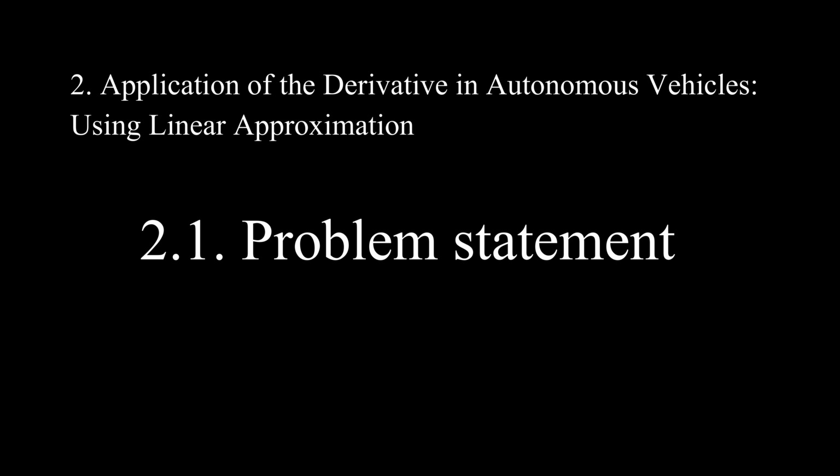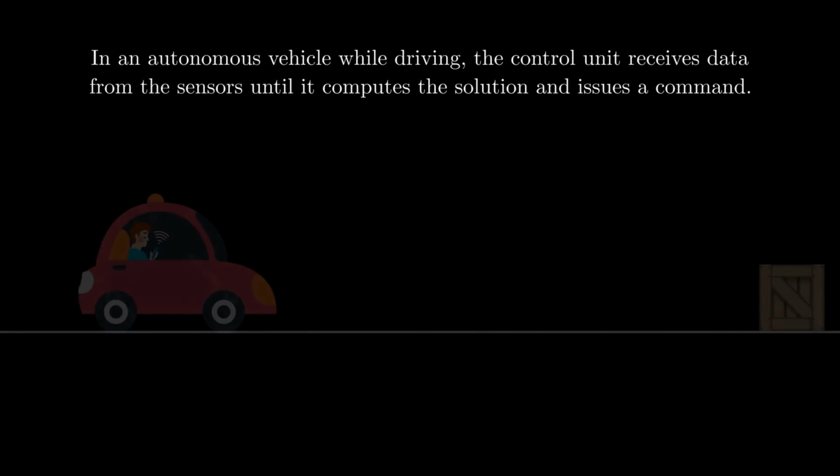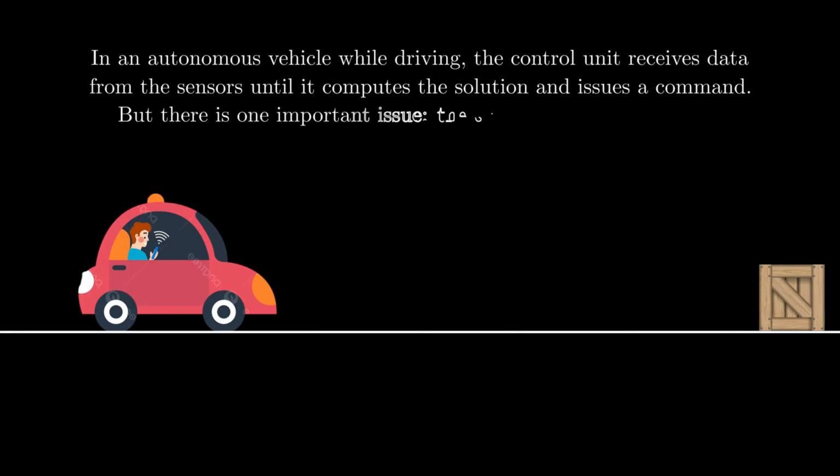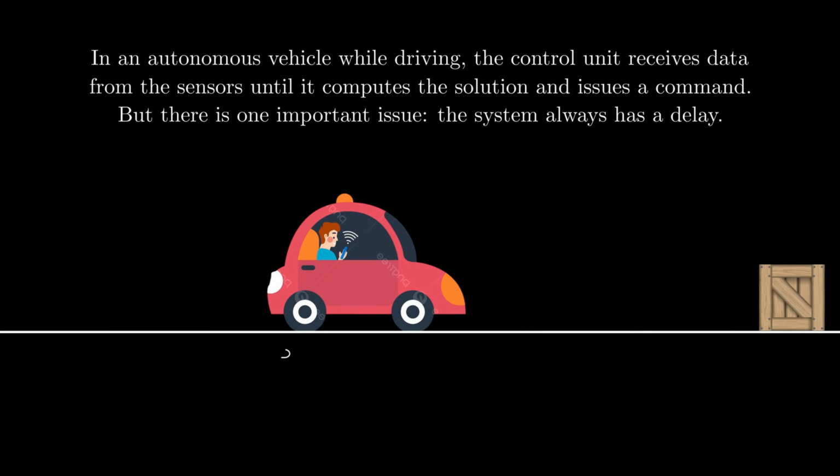Next is the application in autonomous vehicles. In an autonomous vehicle while driving, the control unit receives data from the sensors until it computes the solution and issues commands. But there's one important issue. The system always has a delay.